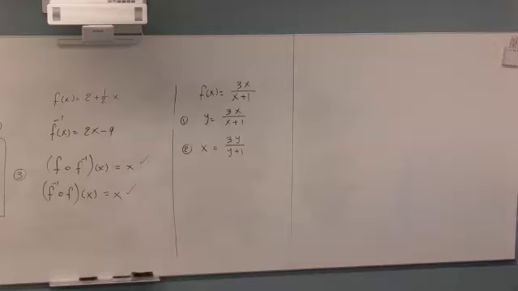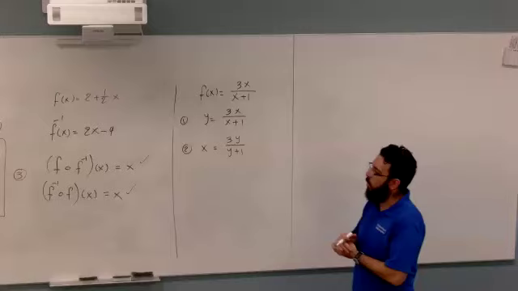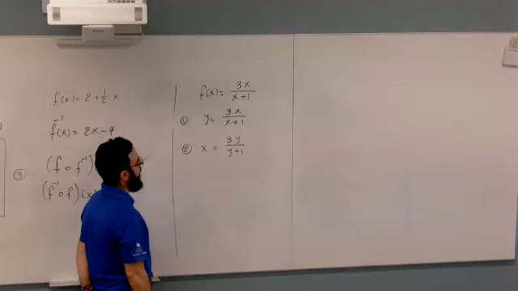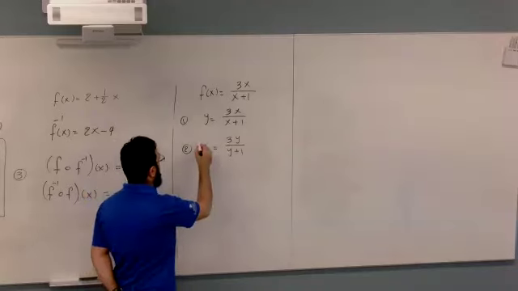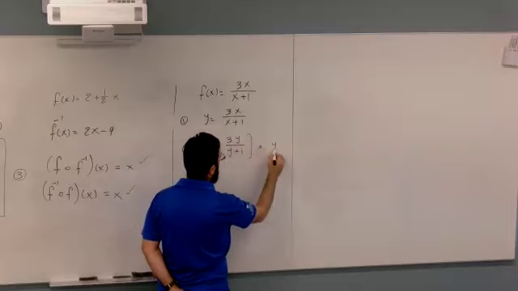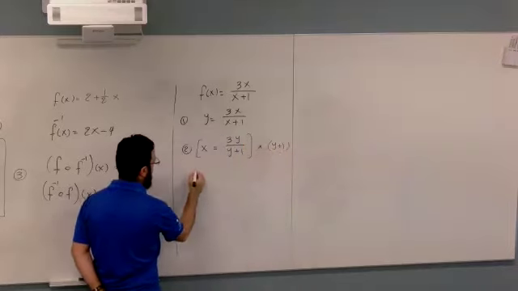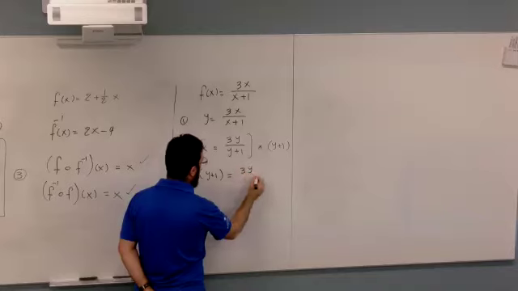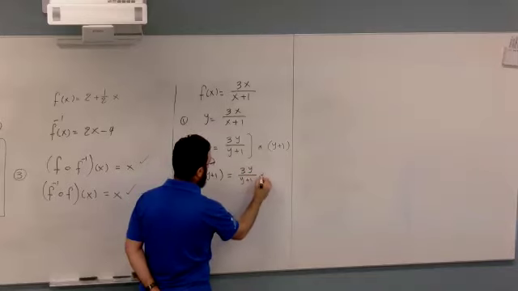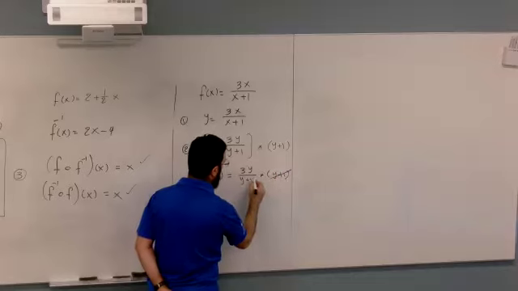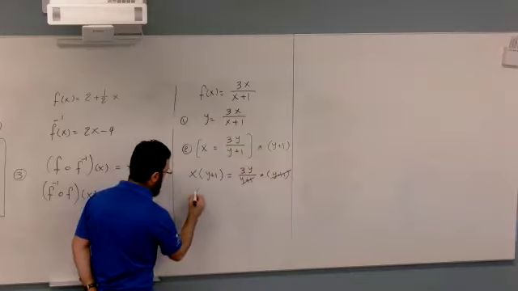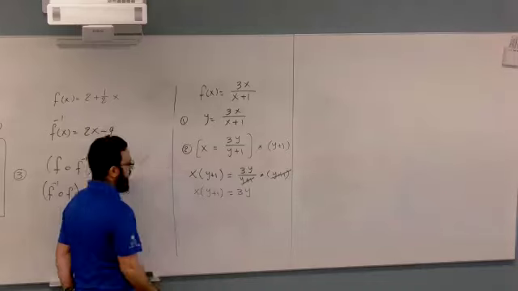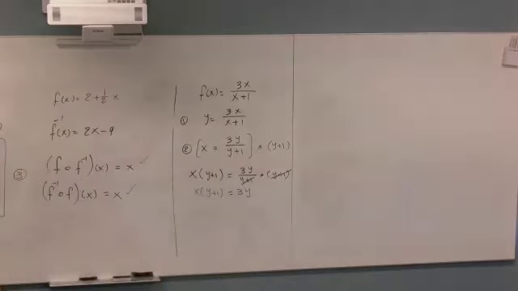Now what's the next step? Solve for y. How am I going to solve it for y? I'm going to multiply everything by y plus 1. It will be x times y plus 1 equals 3y over y plus 1 times y plus 1. Cancel these. The left is x times y plus 1 equals 3y. Next step, you need to solve for y.